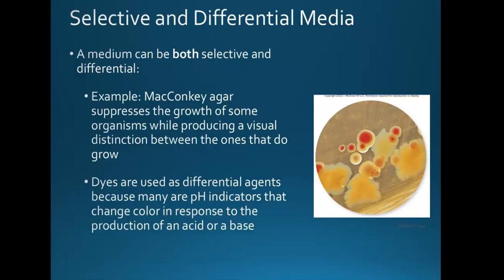Let's say that it is a lactose fermenter. It's able to break down lactose or other carbohydrates and produce acids. Because it's making that acid, we're able to detect it with the pH indicator or the dye that is present. And that then allows us to differentiate between the microorganisms that are growing.